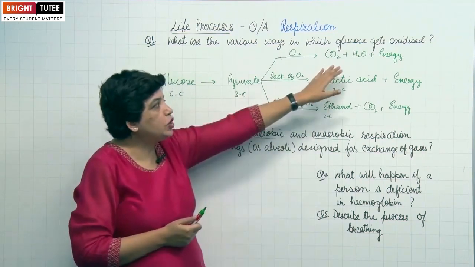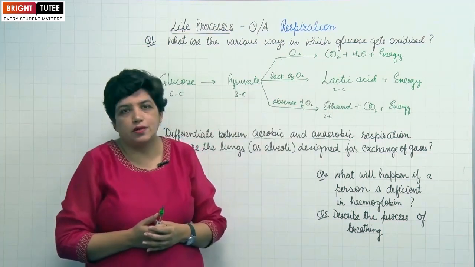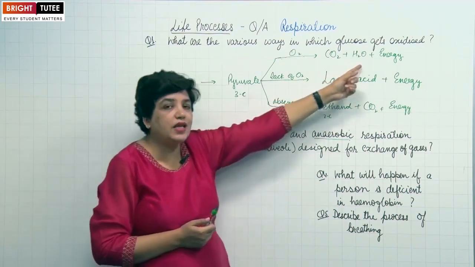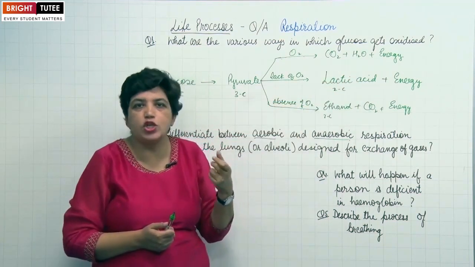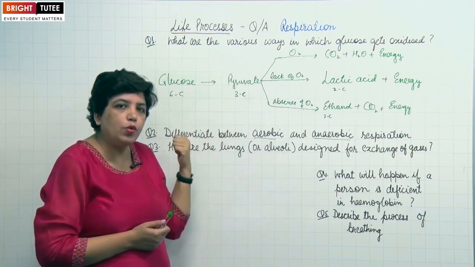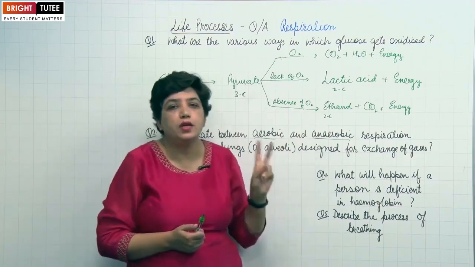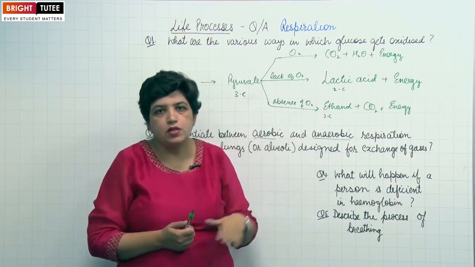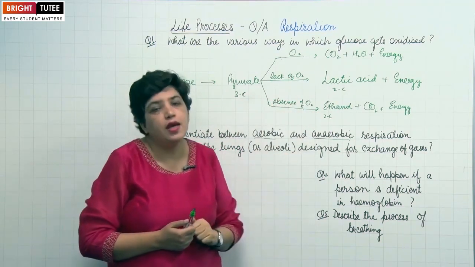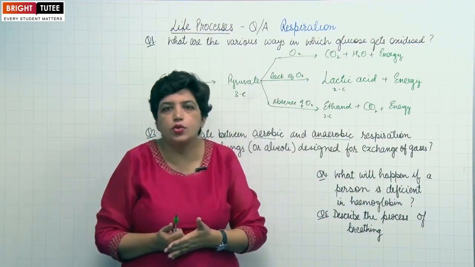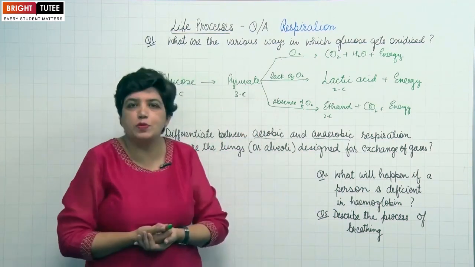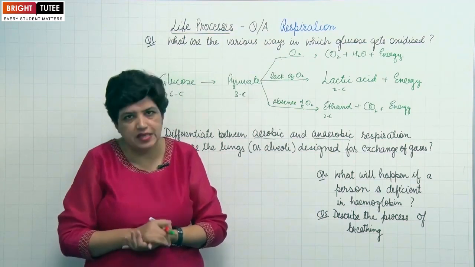Third difference, a lot of energy is released in aerobic respiration. 1 molecule of glucose releases 38 molecules of ATP, which are the energy currency. While in anaerobic respiration, 1 molecule of glucose gives only 2 molecules of ATP. So more energy is released in aerobic, while less energy is released in anaerobic respiration. So aerobic respiration takes place in humans and other land animals, while anaerobic respiration takes place in microorganisms like yeast.